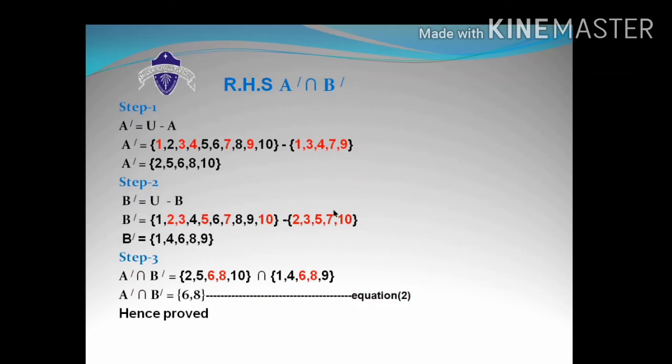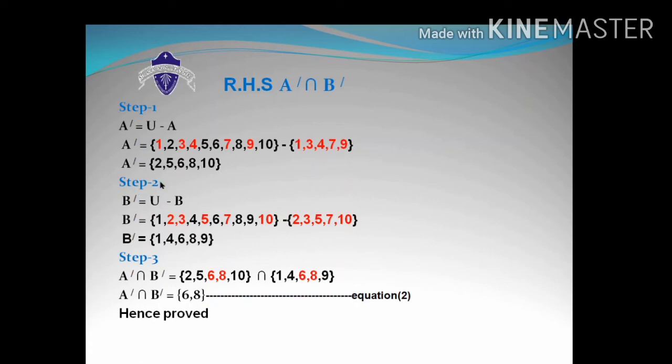Now we will solve its right hand side, that is A' ∩ B', in three steps. In step 1 we will find A'. So A' is equal to U − A. This is the formula to find A'. A' is equal to the members of the universal set minus the members of the set A. So A' is equal to {2, 5, 6, 8 and 10}. This is step number 1.